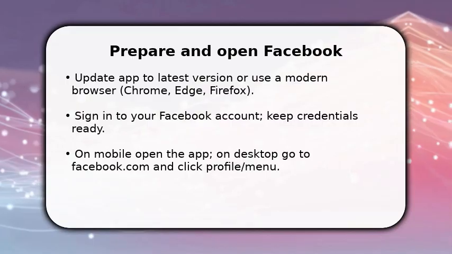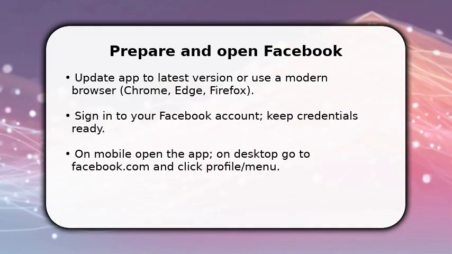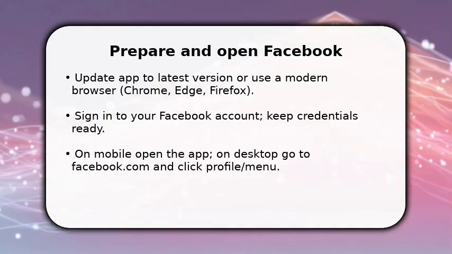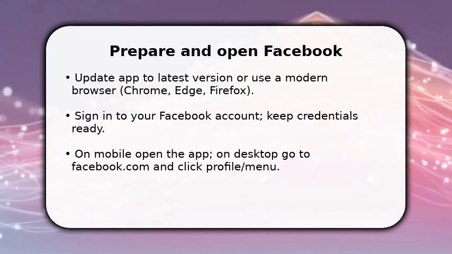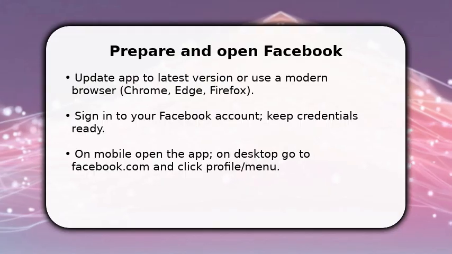On mobile, tap the three-line menu. On desktop, click the profile or downward arrow in the top bar. You do this first so settings load correctly and options aren't missing. Make sure you're online and that app permissions aren't blocked. This prevents hidden settings from failing to appear.